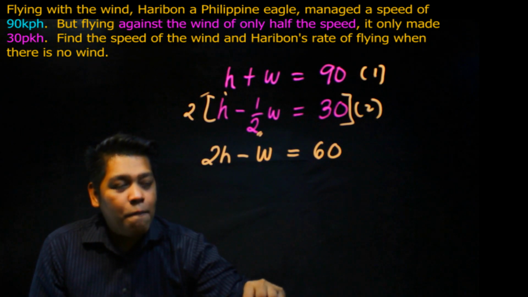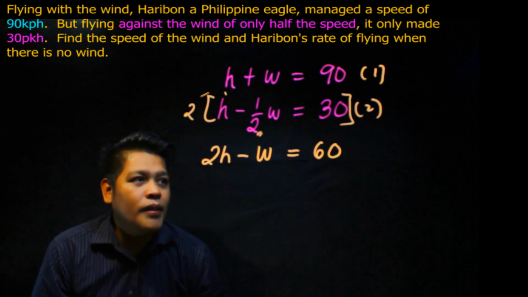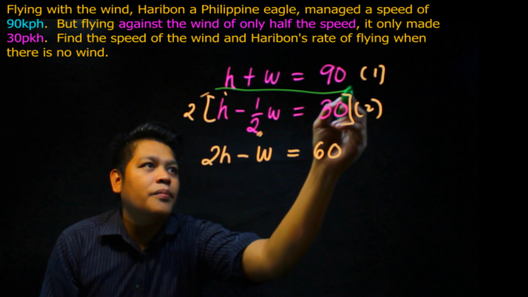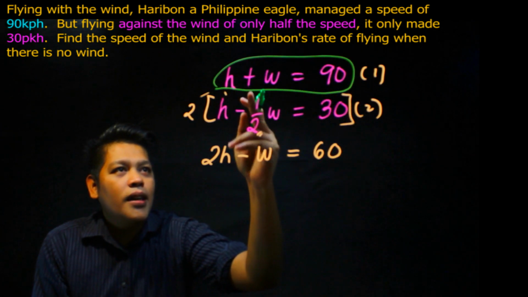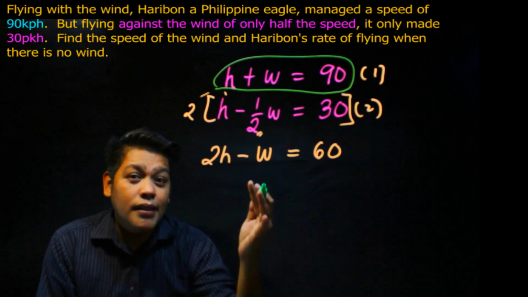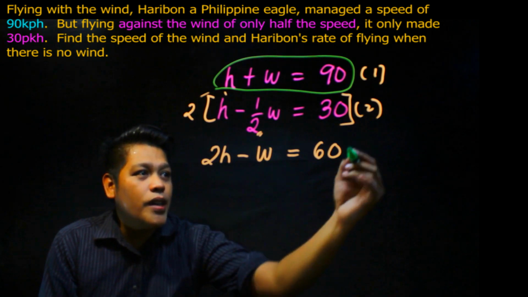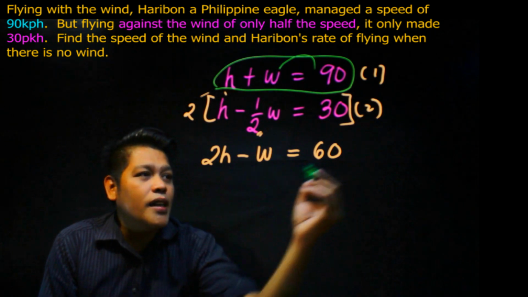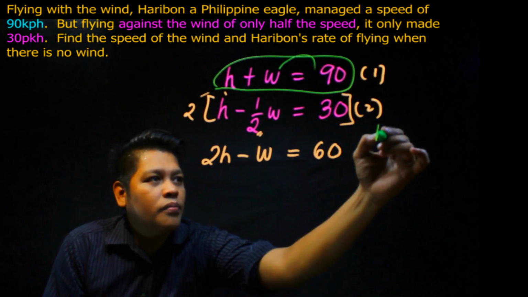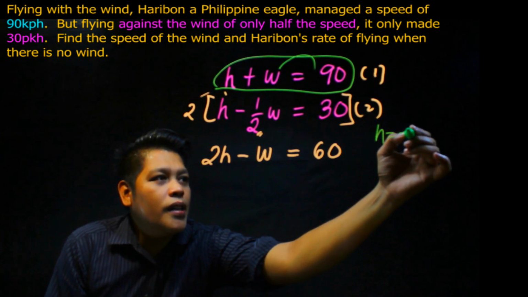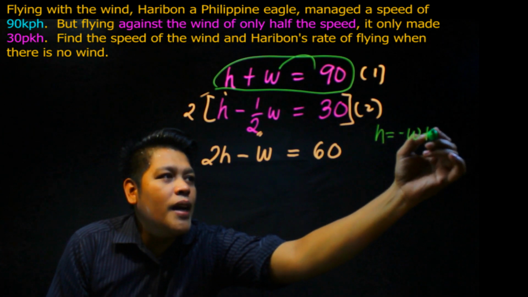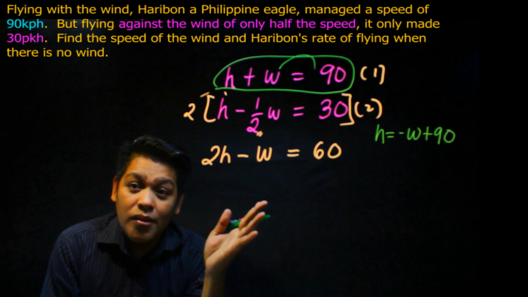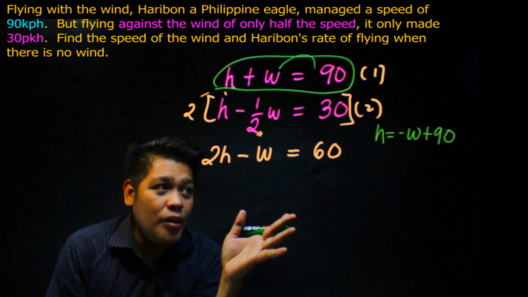So, kung mapapansin natin, balik tayo sa equation number 1. Pwede natin itong gawing H lang. So, lipat natin sa kabila yung W. So, magiging H is equivalent to negative W plus 90. So, mayroon na tayong H, which is negative W plus 90.